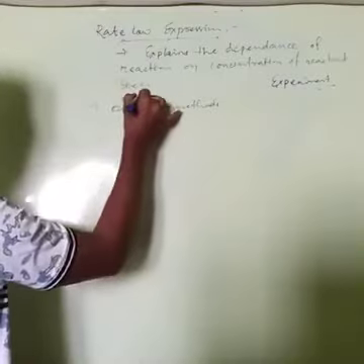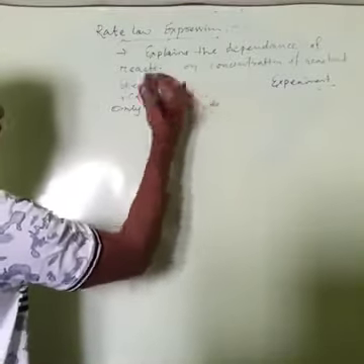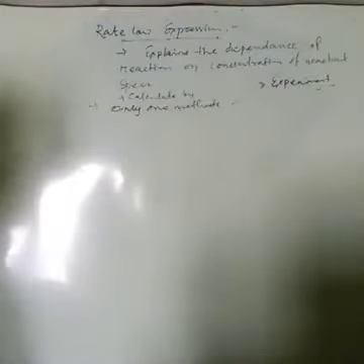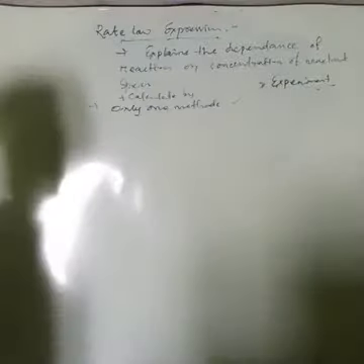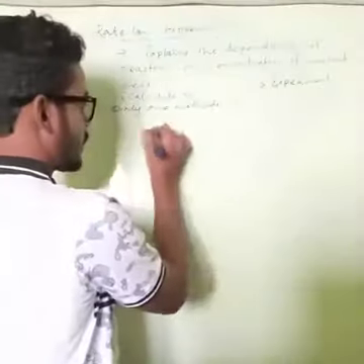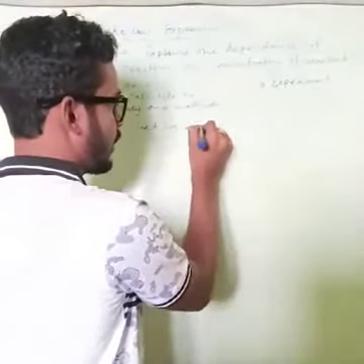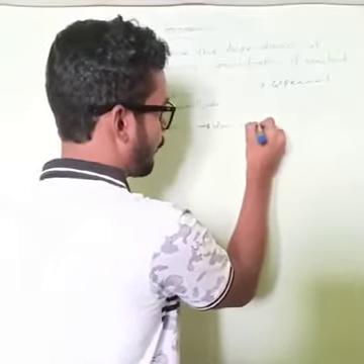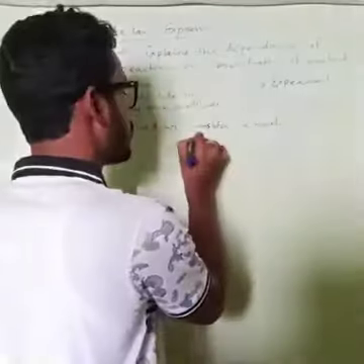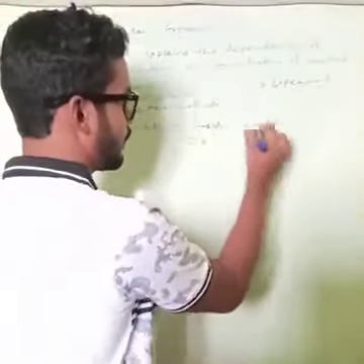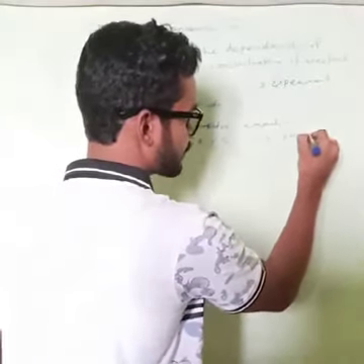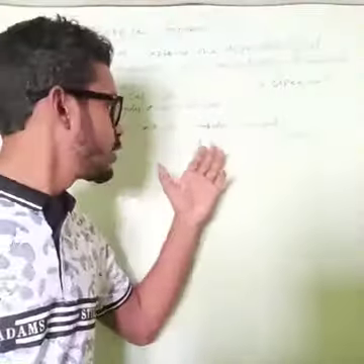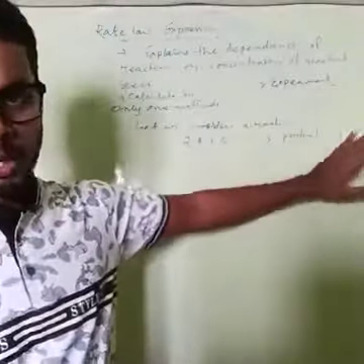You can calculate it by only one method. That is what? By experiment. Okay, so how does it happen? Suppose let us consider a reaction: 2A plus B gives us a product. So one reaction is taken, that 2A plus B gives us a product.